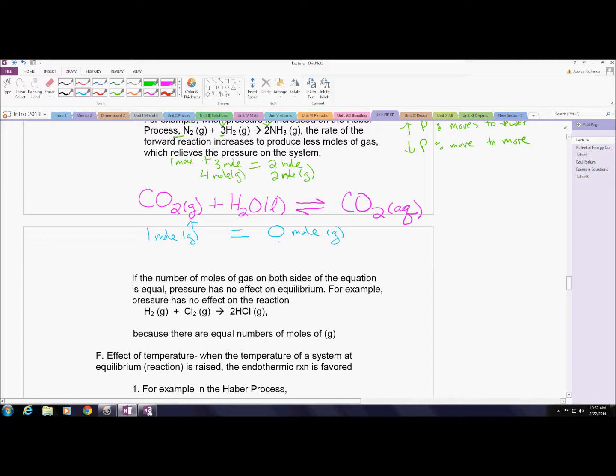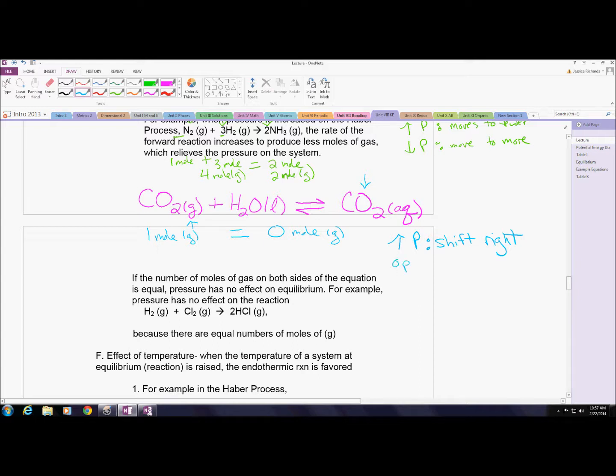When they make your pop at the factory, they put it under pressure because when you increase the pressure for this particular equation, it's going to shift your equilibrium to the right because there are 0 moles of gas on the right, and 0 moles is less than 1. That makes your pop carbonated.